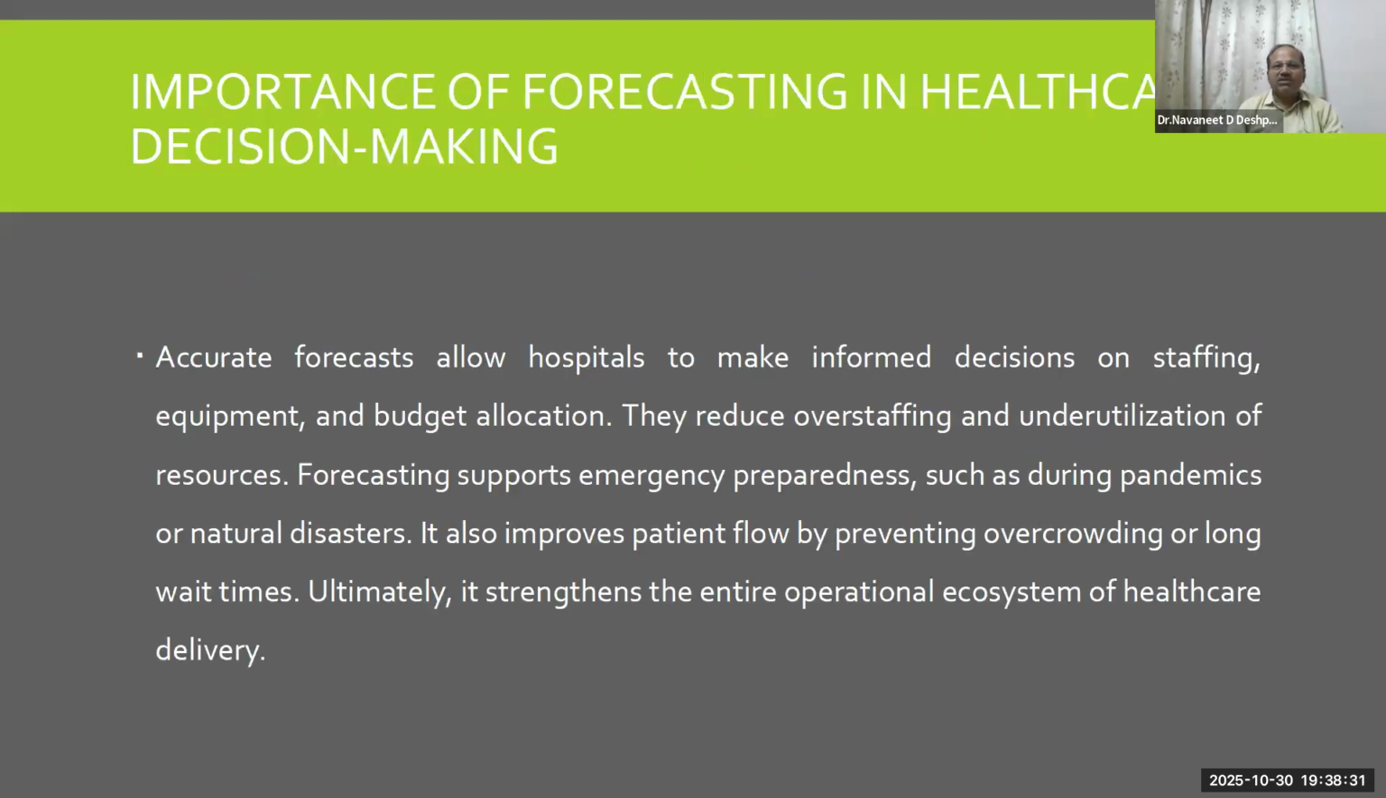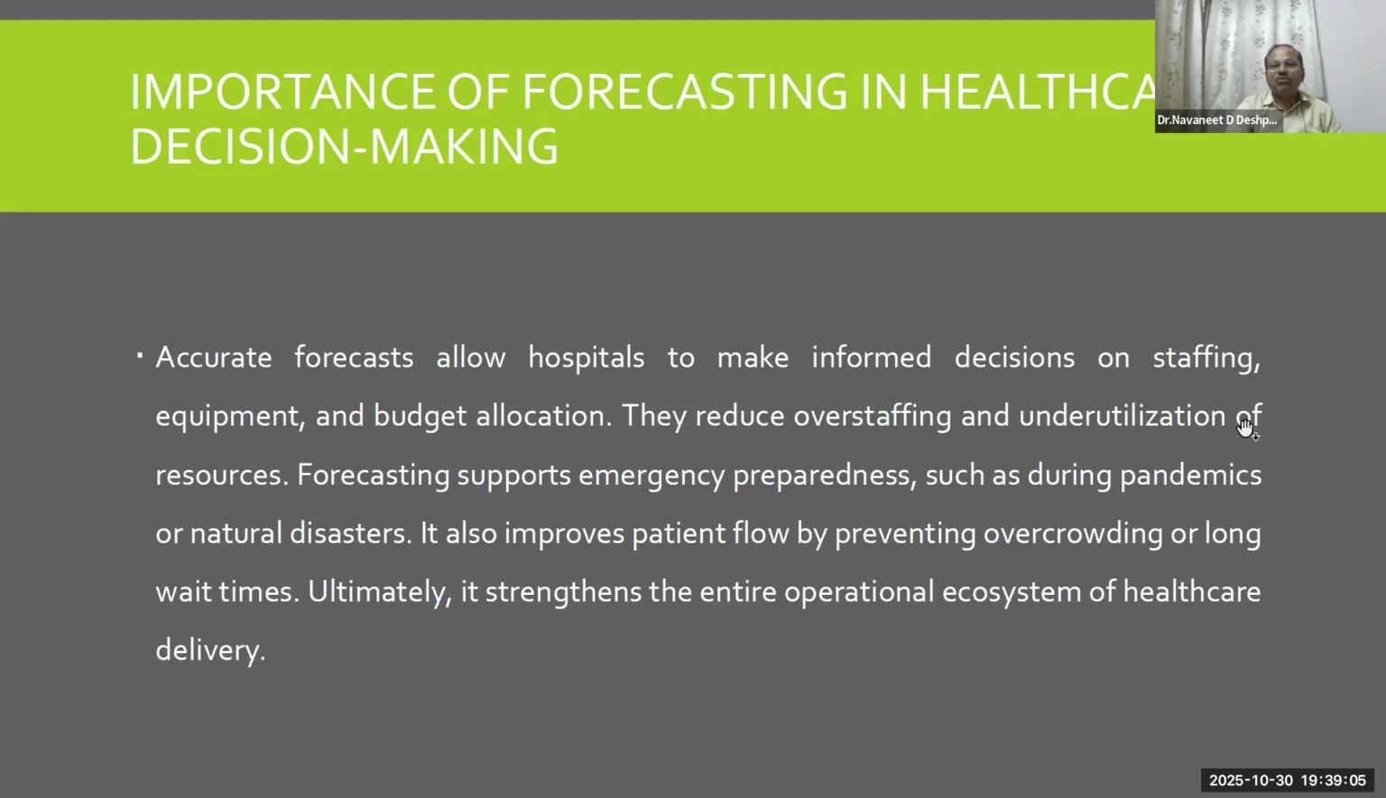Let's now try to see the importance of forecasting in healthcare decision making. Accurate forecasts allow hospitals to make informed decisions for all kinds of processes, including staffing, equipment allotment and budget allocation. So they reduce overstaffing and underutilization of resources. Both are important, because sometimes investing heavily in equipment and not using it is a waste of money, and overstaffing without proper skills and training is also not equally desirable.